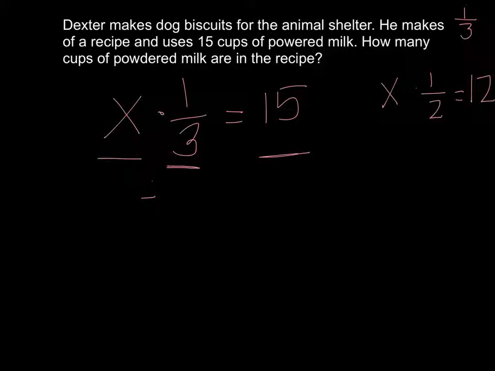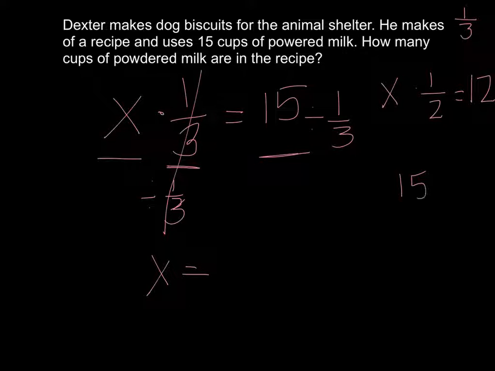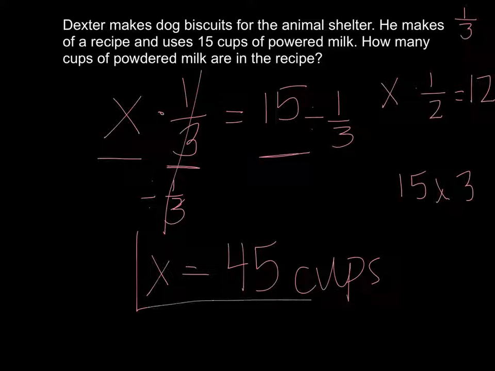So I'm going to divide both sides by 1/3. Divide by 1/3. So these will cross out. I'm left with x equals. So really I'm doing 15 times 3/1, or just 3. So 15 times 3 is 45. 45 cups were in the original recipe. So if that makes sense, the original recipe called for 45 cups. I wanted to make 1/3 of the recipe, so I used 15 cups.